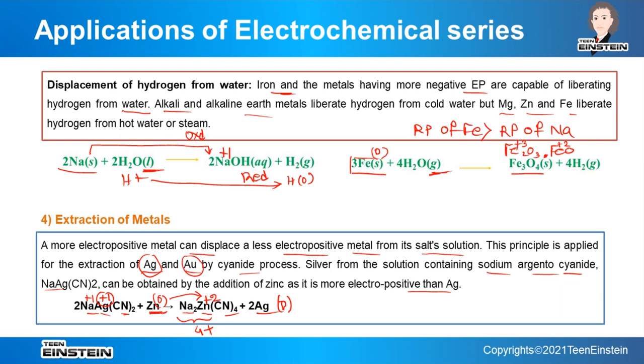Okay, so suppose we have a metal ore where the metal is present in some particular oxidation state. If we treat that with a more electropositive metal, then the more electropositive metal will feed electrons to this less electropositive metal, and it will be converted to metallic form, that is 0 oxidation state. So in this way, extraction of less electropositive metals by highly electropositive metals is possible.